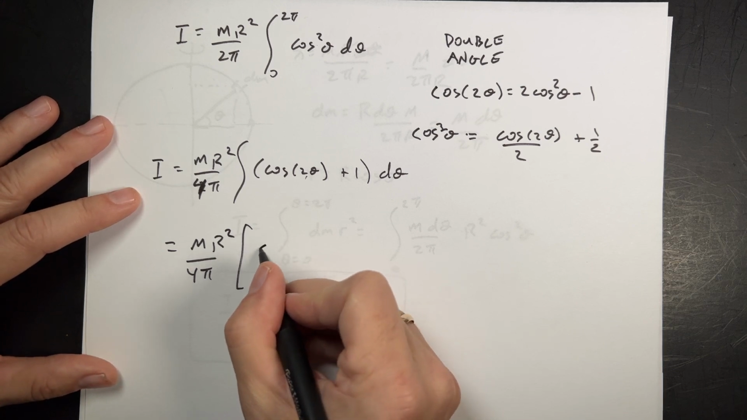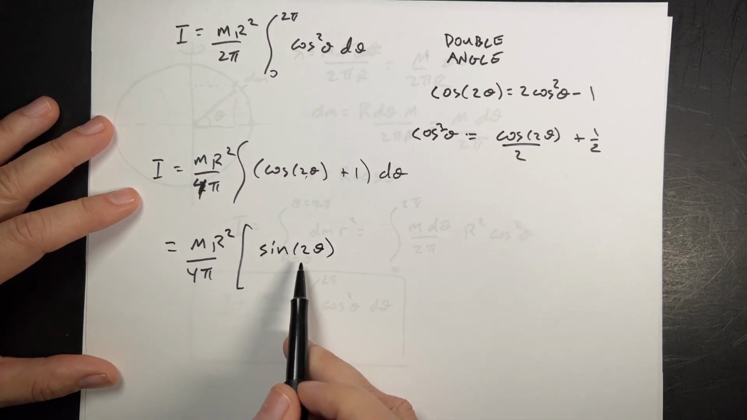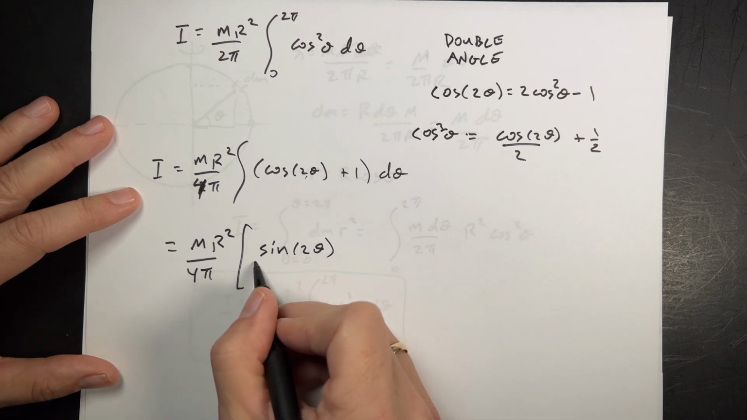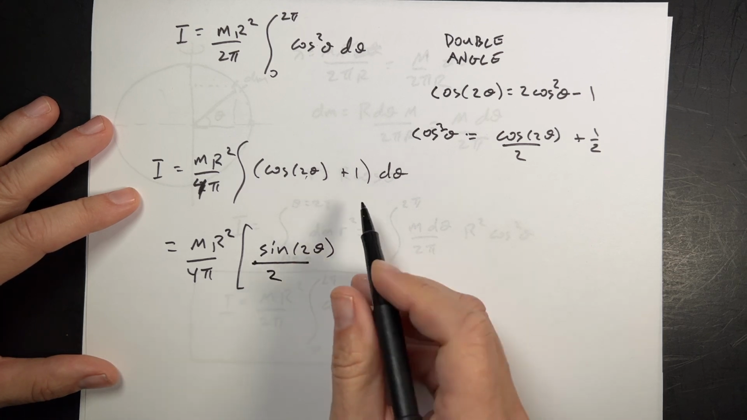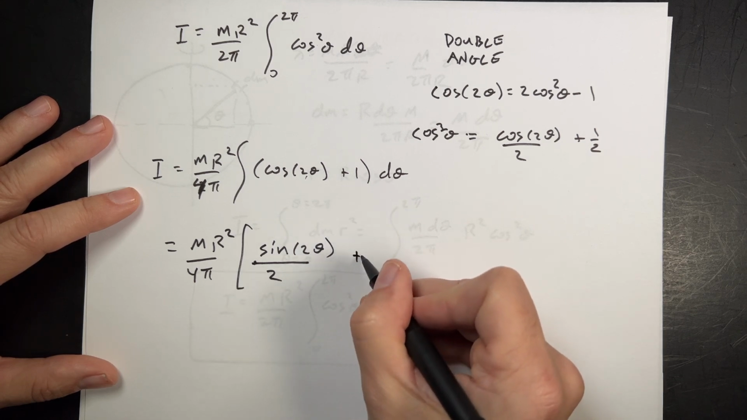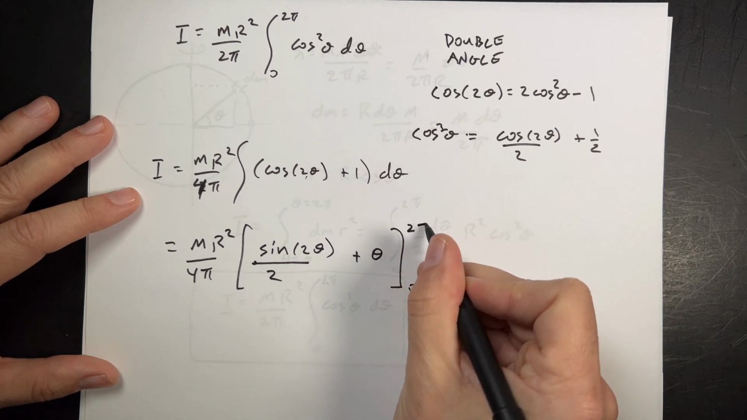So this is going to be equal to sine of 2 theta. If I take the derivative of that, I get cosine, and I get an extra 2, so I have to divide by 2. And then this, just 1 d theta, is just going to be theta. Now I need to evaluate that from 0 to 2 pi.